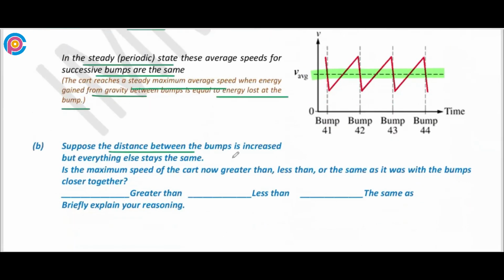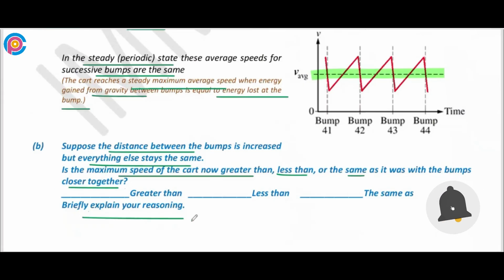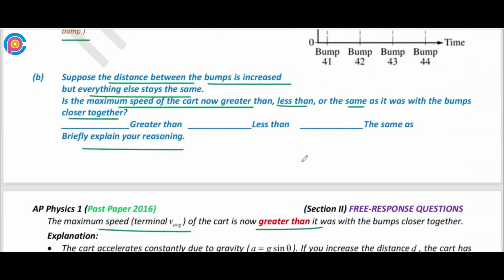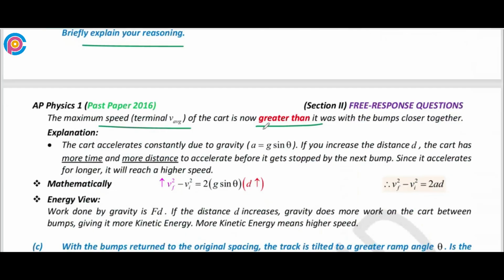Now the next part: the distance between the bumps is increased, but everything else is the same. Is the maximum speed of the cart now greater, less or the same compared with the bumps closer together? Explain briefly. The maximum speed of the cart is now greater. Why? The cart accelerates constantly under gravity, a equals g sine theta. If the distance is increased, the cart has more time and distance to accelerate before it gets stopped by the next bump. Since it accelerates longer, it will reach higher speed.